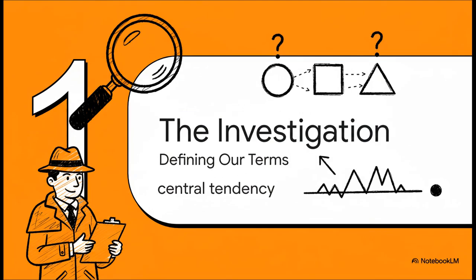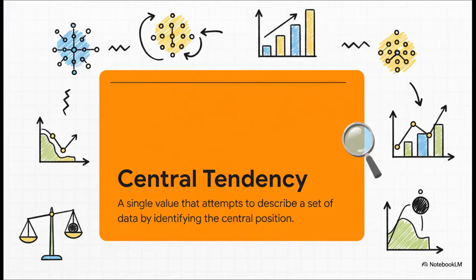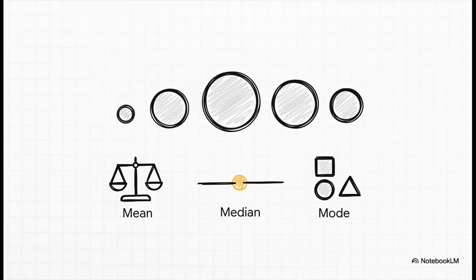All right, let's start our investigation. First things first, we've got to define our terms. So, central tendency sounds complicated, but really, it's just a fancy way of asking, how do we find the center of a bunch of numbers? Think of it like trying to describe a whole crowd of people with just one representative. But, and this is the important part, there's more than one way to pick that representative, and that's where things get really interesting.